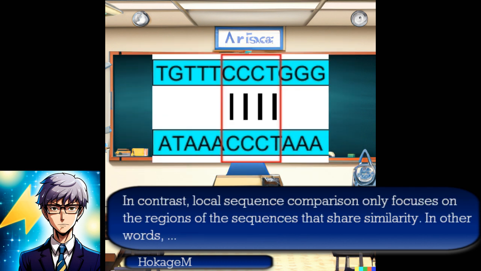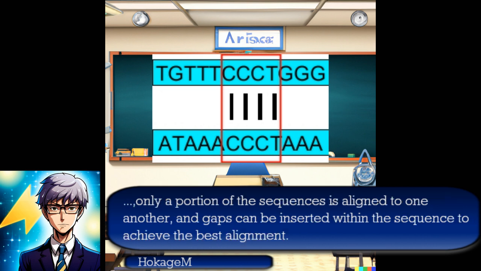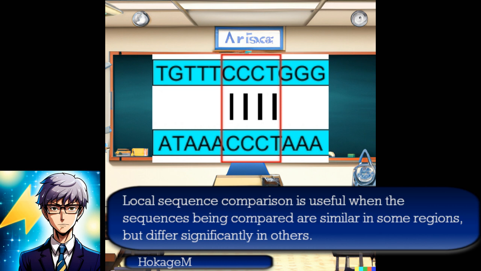In contrast, local sequence comparison only focuses on the regions of the sequences that share similarity. In other words, only a portion of the sequences is aligned to one another, and gaps can be inserted within the sequence to achieve the best alignment. Local sequence comparison is useful when the sequences being compared are similar in some regions, but differ significantly in others.